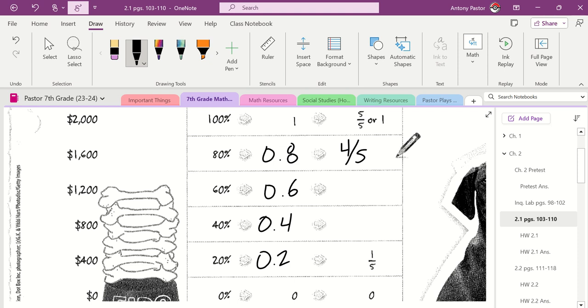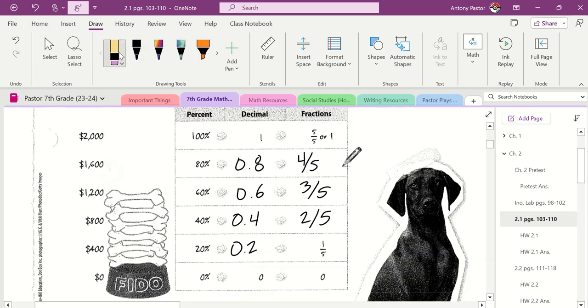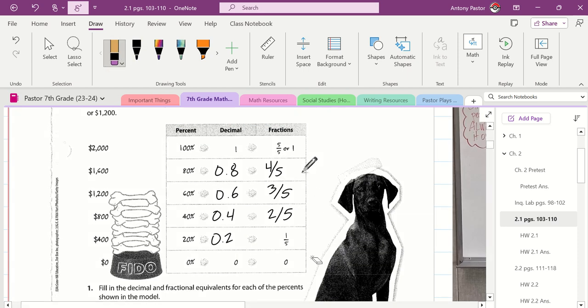If we were to simplify that down, it would be 3 out of 5. 40% would be 4 out of 10. Divide both by 2. That'd be 2 out of 5. And then 20% would be 1/5. So we have our chart filled out here.